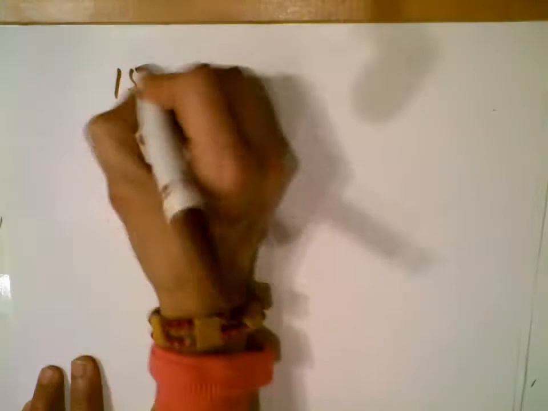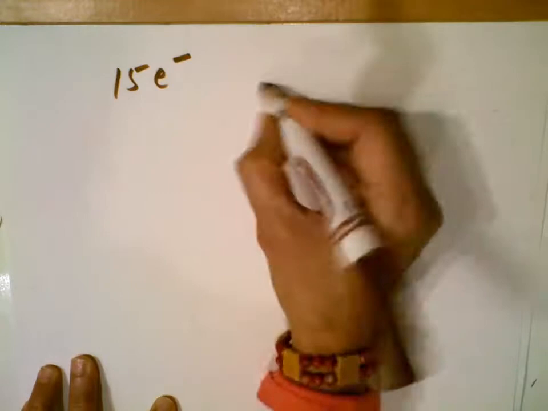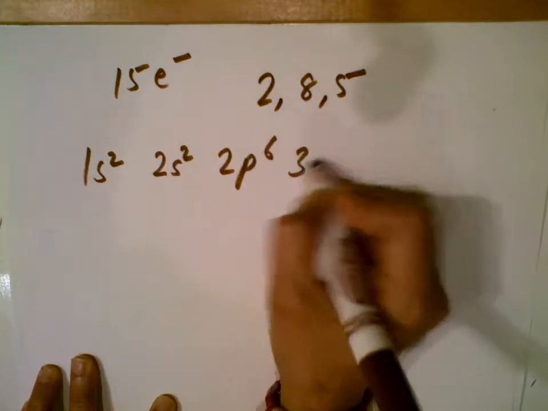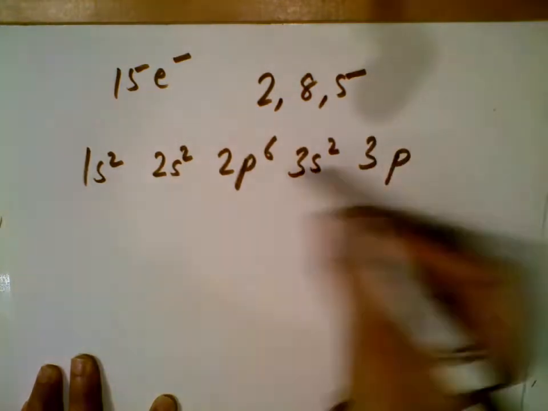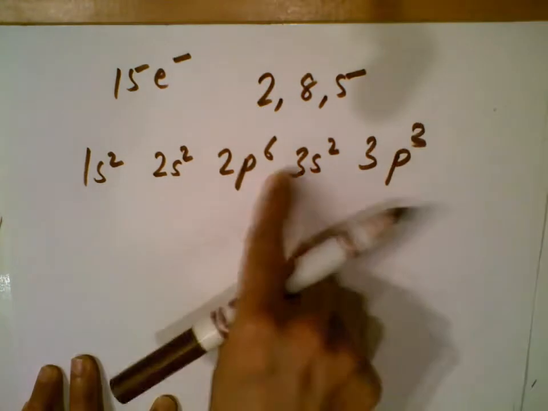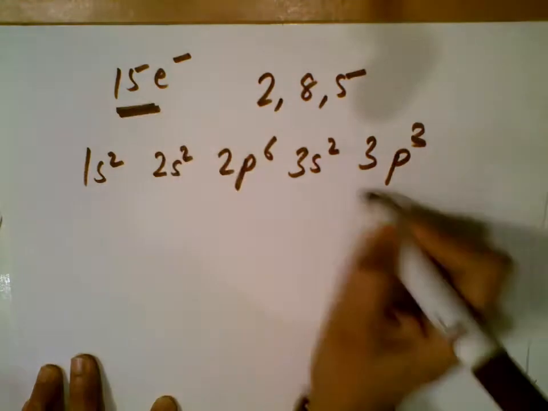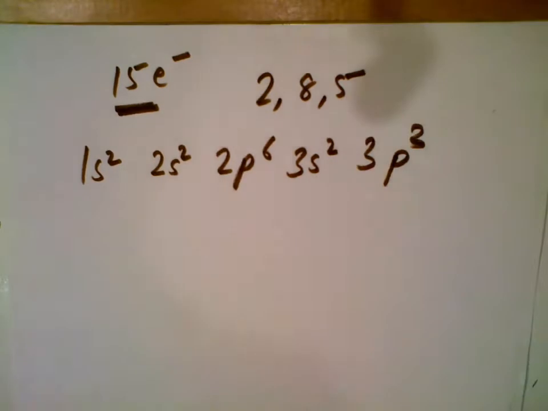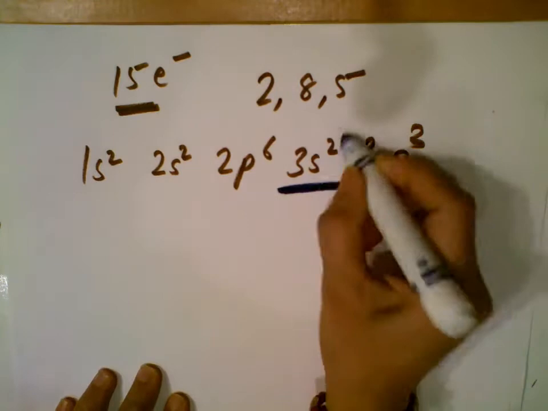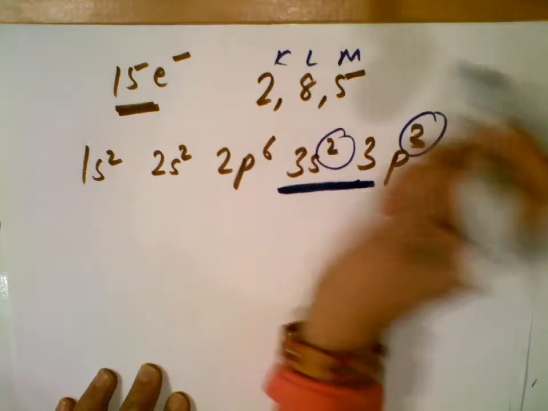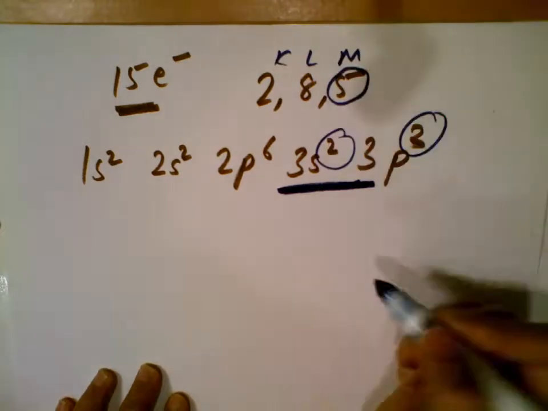So if you are given an element with 15 electrons, you can write electron configuration as 2, 8, 5, or you can write as 1s2, 2s2, 2p6, 3s2, and 3p3. 10, 12, and 3 is 15 electrons. So here you're going to look at the last shell, third shell, 2 plus 3 is 5, and here if you do like KLMN shell, then this is 5 valence electrons.